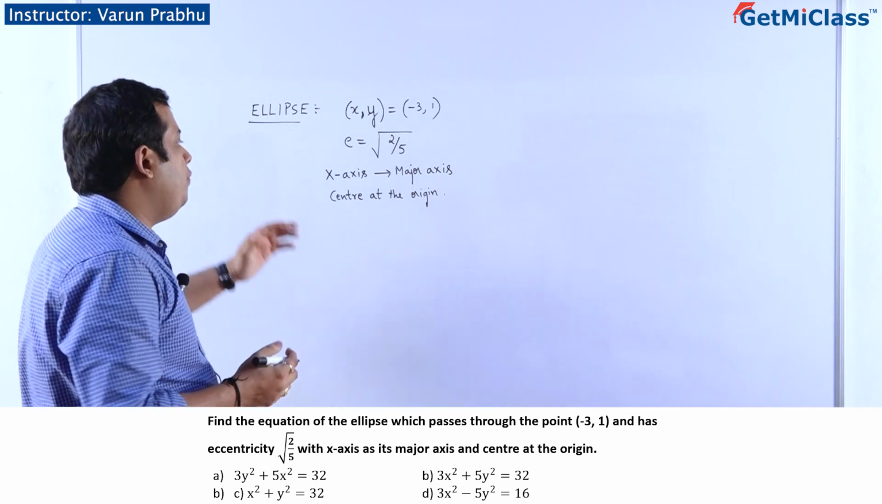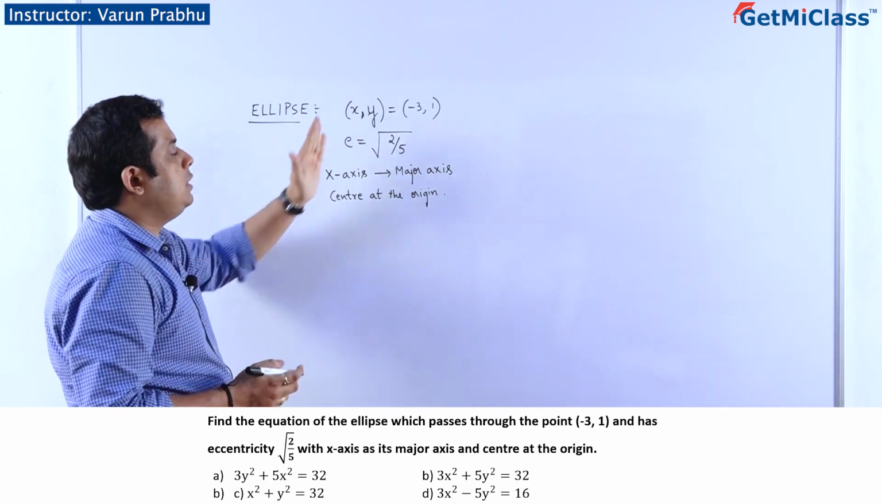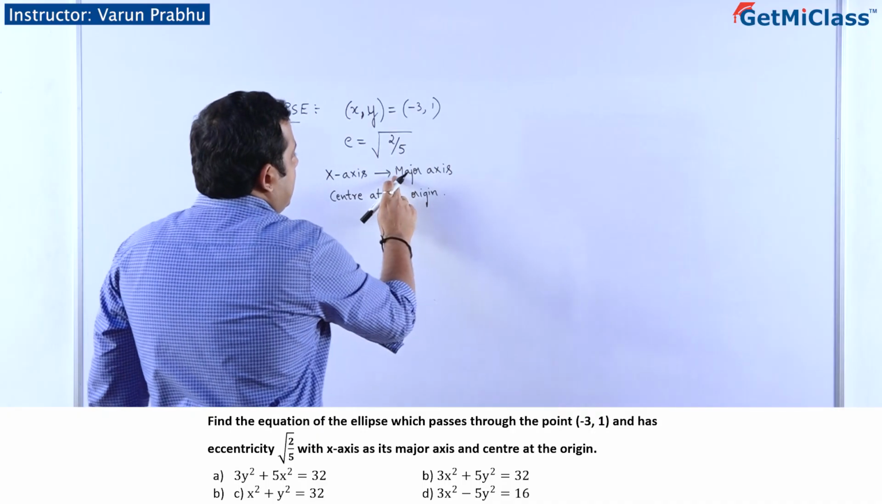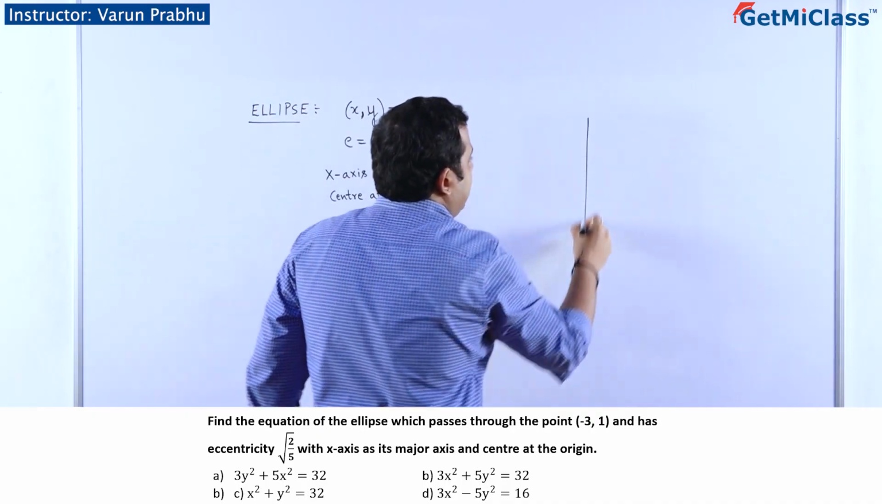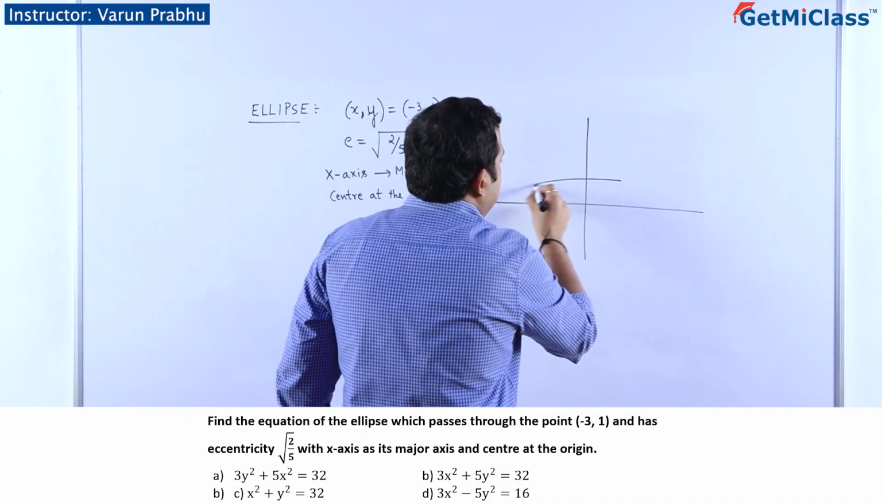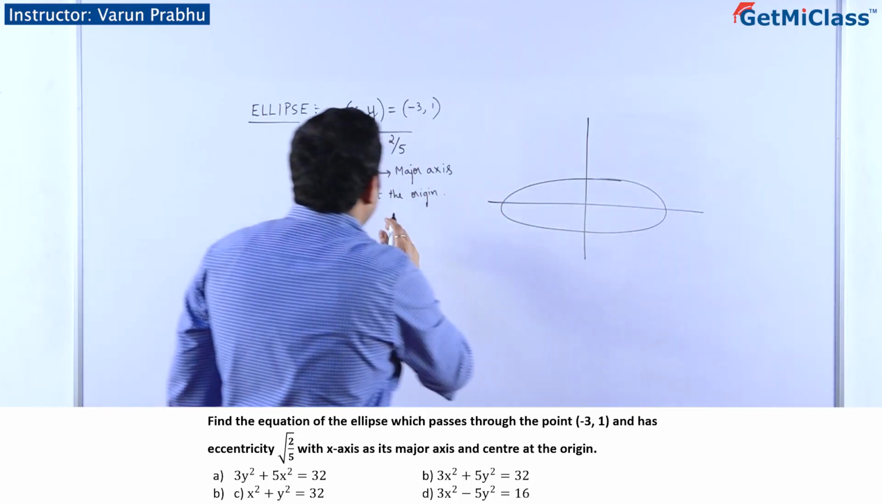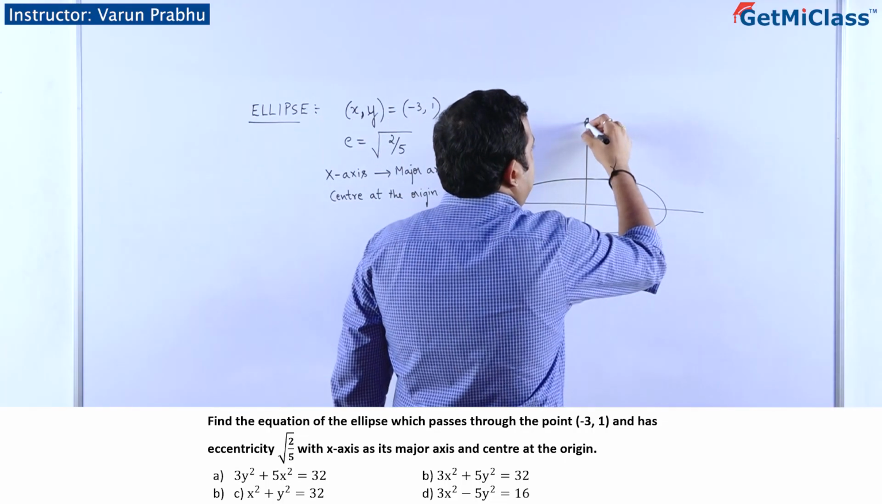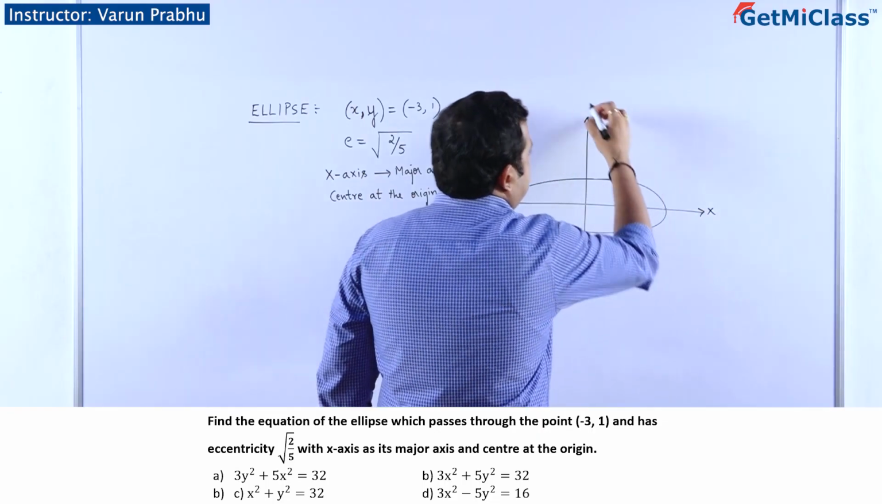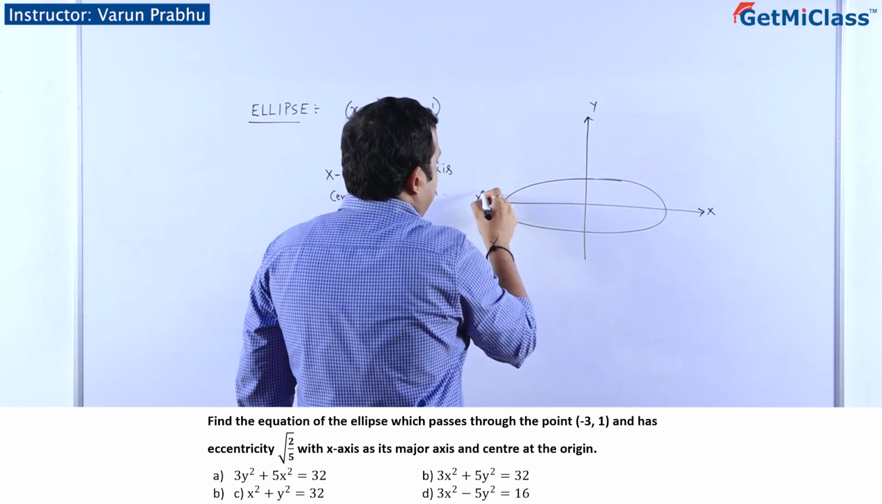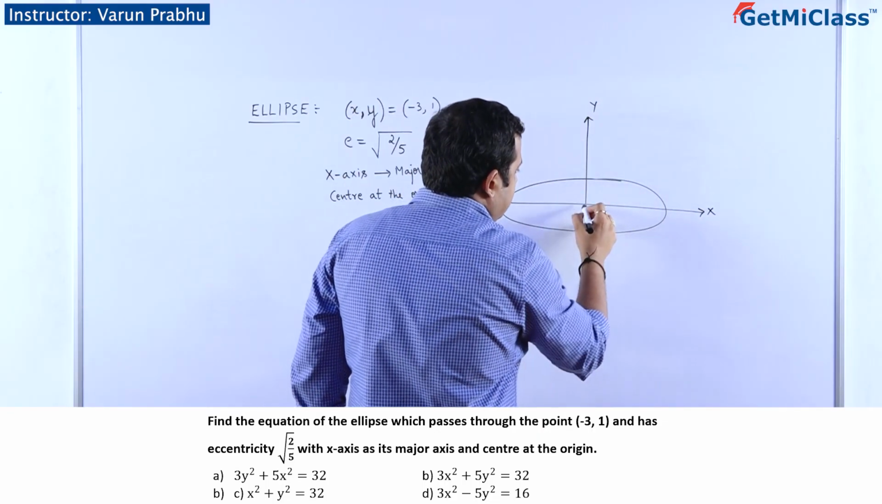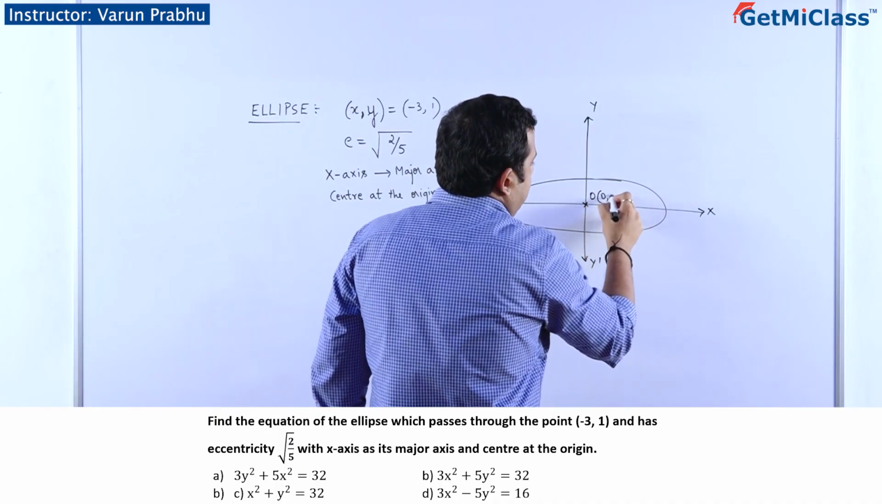It's told in the problem, what is the equation of the ellipse which passes through this point? X-axis is the major axis. If x-axis has to be the major axis, then the center has to be at the origin, then the ellipse should look like this, right? The ellipse should look like this. This is the x-axis, y-axis, negative x-axis, negative y-axis. This is the origin O (0, 0).